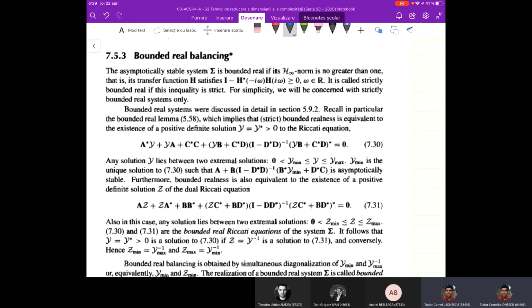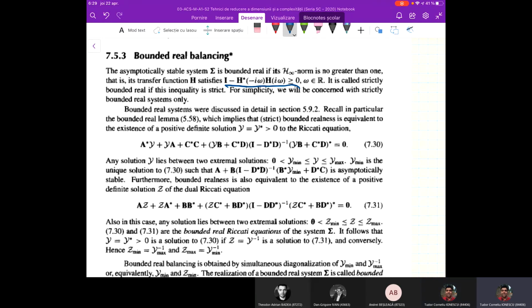That is, the transfer function satisfies this condition. So a system is called bounded real if the transfer function satisfies this specific condition for all frequencies, for all the real frequencies possible. Okay. And you also have the notion of strictly bounded when the inequality is strict.